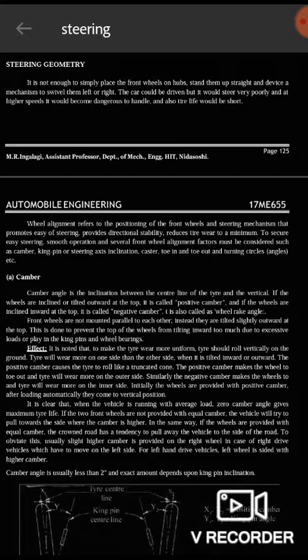Wheel alignment refers to the positioning of the front wheels and steering mechanism that promotes ease of steering, provides directional stability, and reduces tire wear to the minimum, to secure easy steering and smooth operation. Several front wheel alignment factors must be considered, such as camber, kingpin or steering axis inclination, caster, toe-in, toe-out, and turning circles or angles.